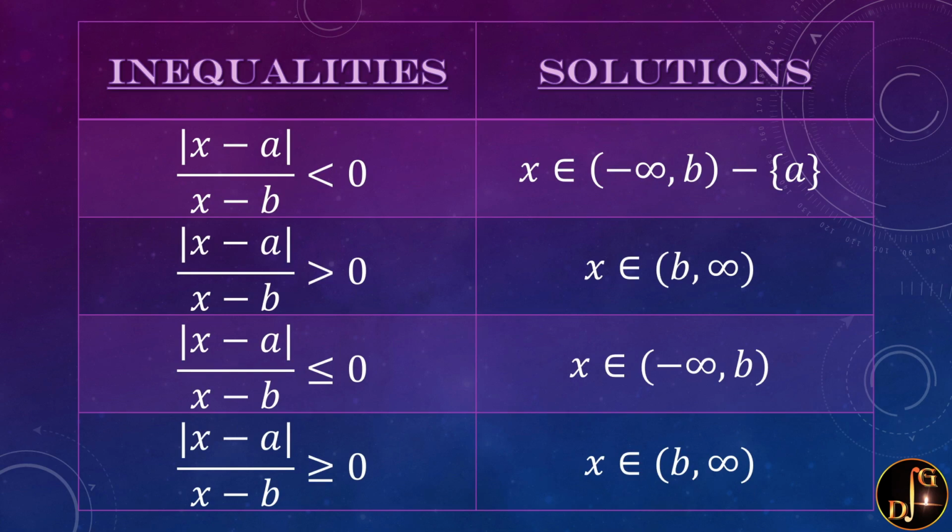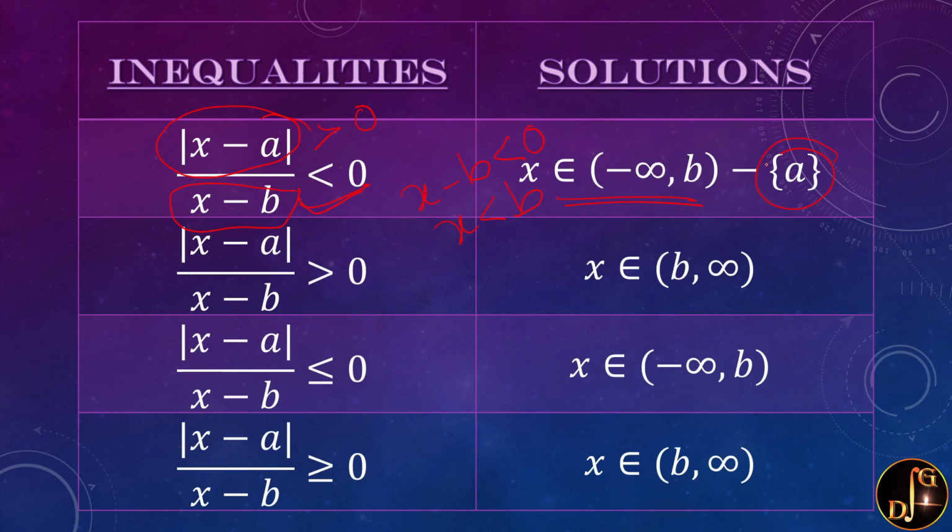Next, if we have the modulus, I have considered the modulus in the numerator. It can be in the numerator as well as in the denominator. So if we have the modulus function in the numerator or denominator, obviously you know that the modulus is always positive. So the value of mod x minus a is always greater than 0. If the quotient is negative, then obviously the denominator must be negative. Then we get x is less than b. So we got the interval minus infinity comma b. But I have excluded a.